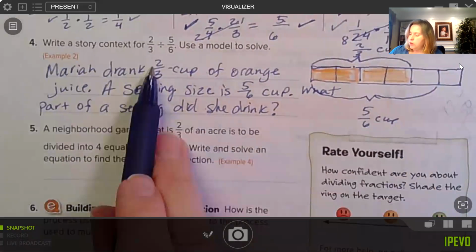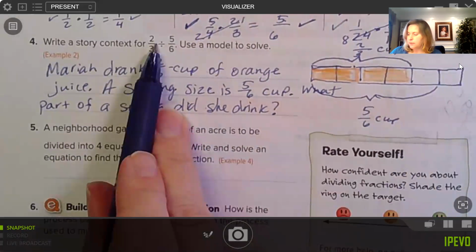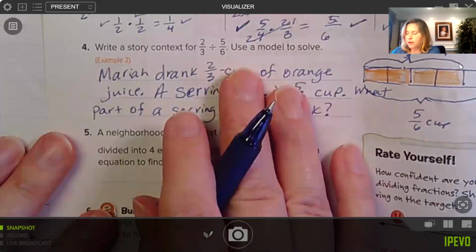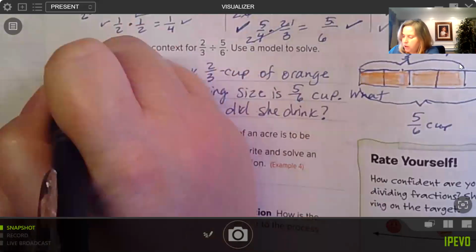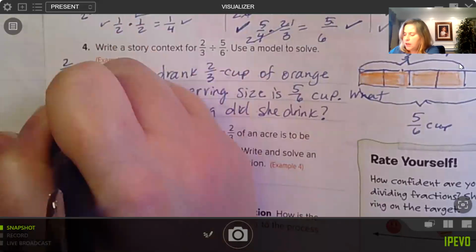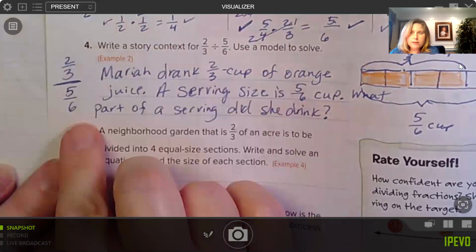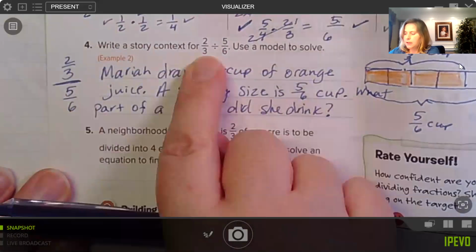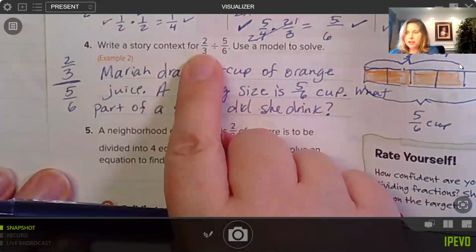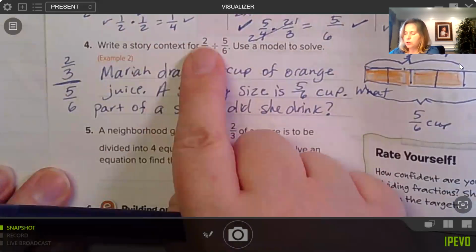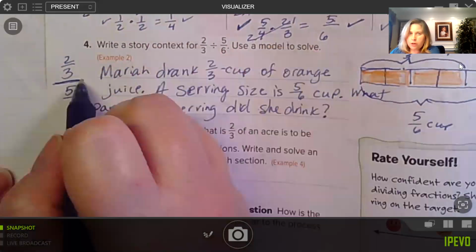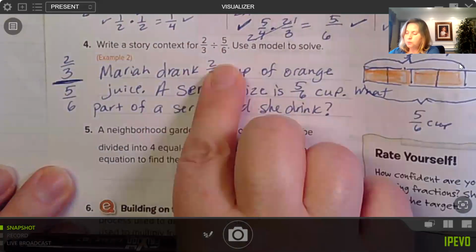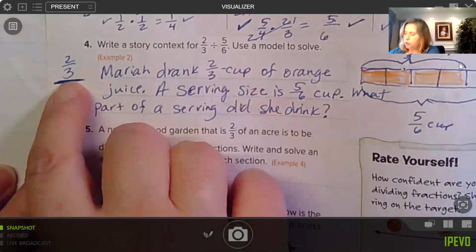Then we need to divide 2/3 divided by 5/6. So this will be a complex fraction, which you'll learn a little bit more about in 7th grade. So she drank 2/3 out of the 5/6. We are not going to write fractions this way in 6th grade, but when you see this in 7th grade, don't get scared by this. This is just this problem written as a complex fraction. So 2/3 divided by, which now you know is just another way of expressing a fraction, 5/6. And then you would multiply by the reciprocal.